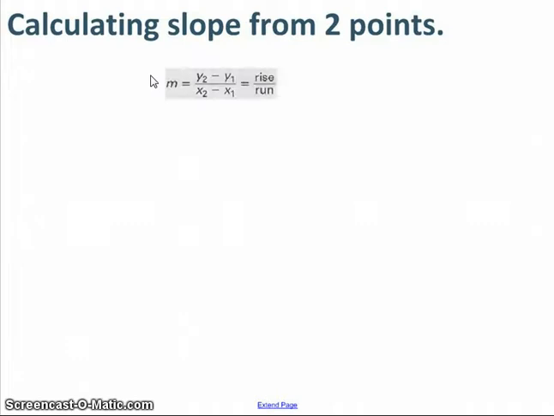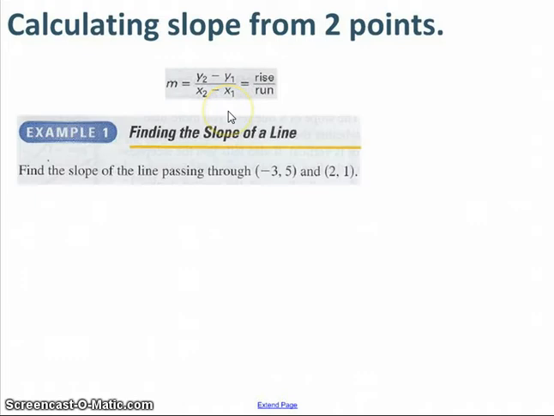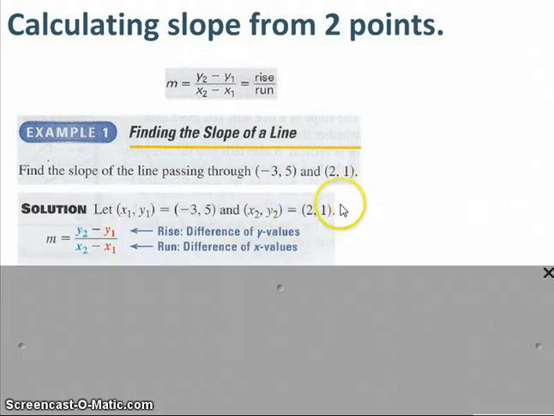How about from 2 points? Well, again, slope is going to be the change in y. It's y2 minus y1 over x2 minus x1. So, for example, if I were given, and this is straight out of the textbook, as you can see, these 2 points, this one and that one, I would simply plug them in.